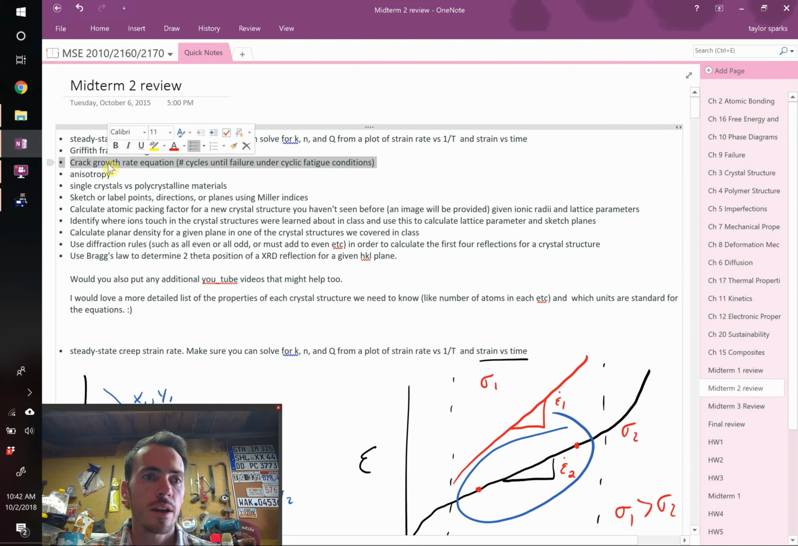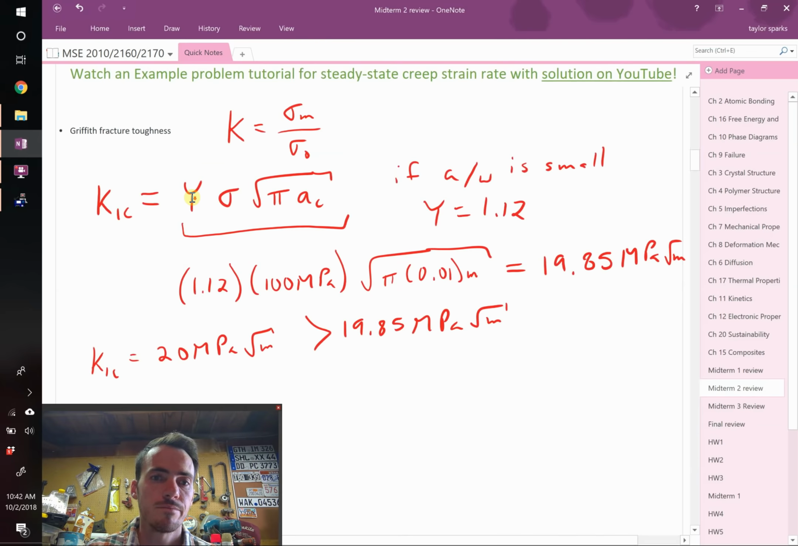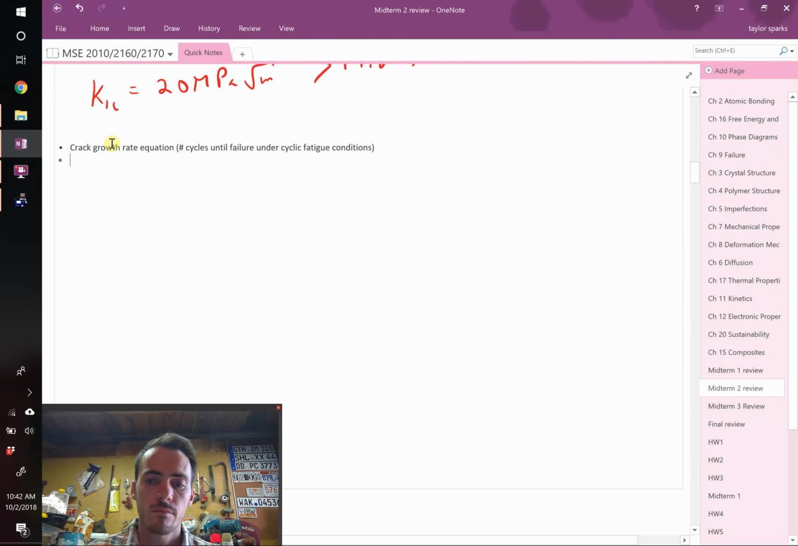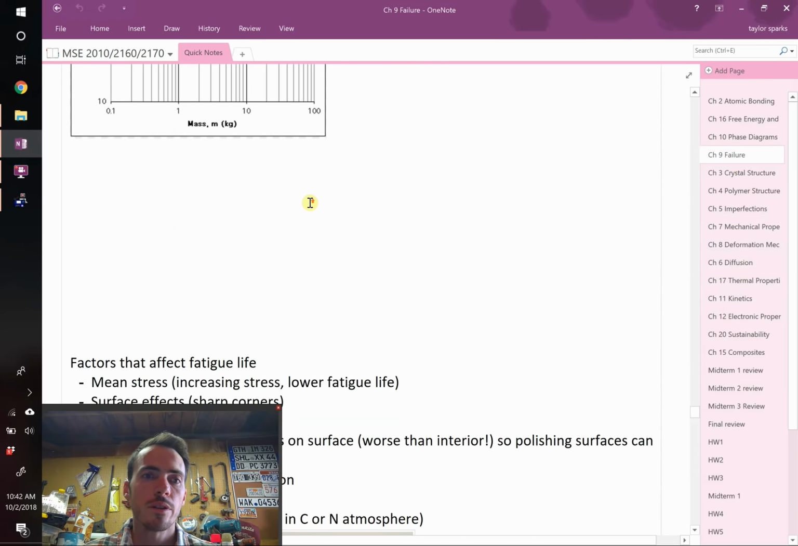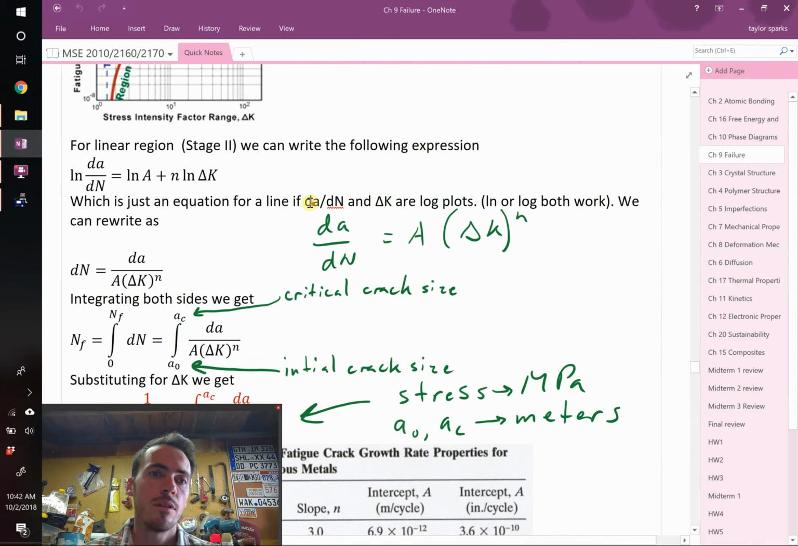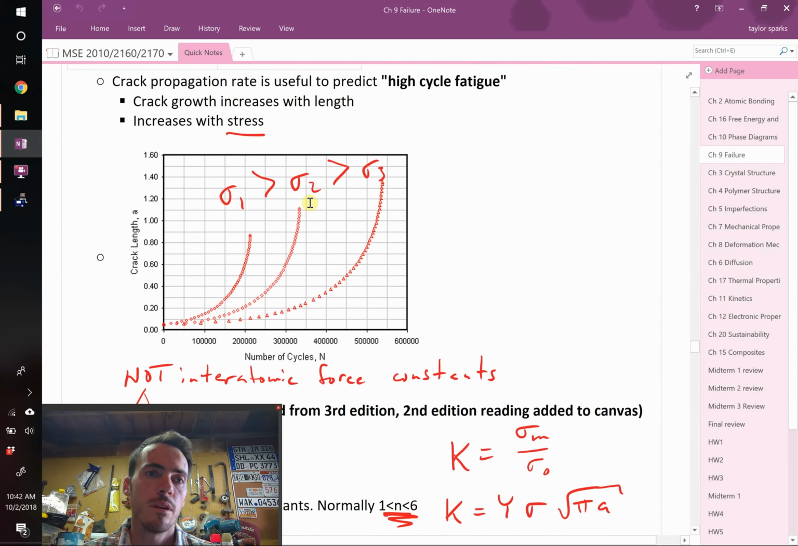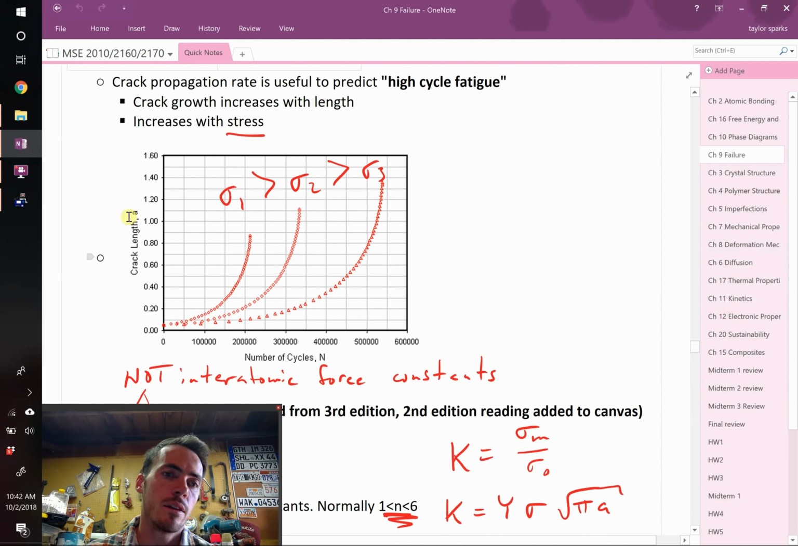Okay, crack growth equation. Okay, the crack growth equation. If we go back to chapter 9, where is it? Chapter 9. Something that we learned about before we got to creep was that a flaw can grow over time, right? So for example, here's our crack length on the y-axis, and on your x-axis you've got your number of cycles. And we know that as you cycle something below the limit that Griffith fracture would suggest that it fails.